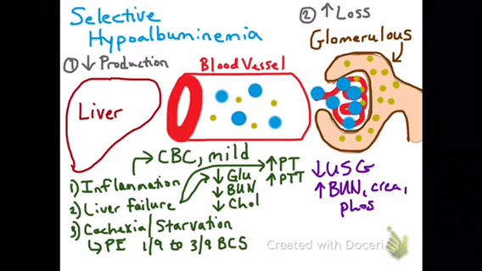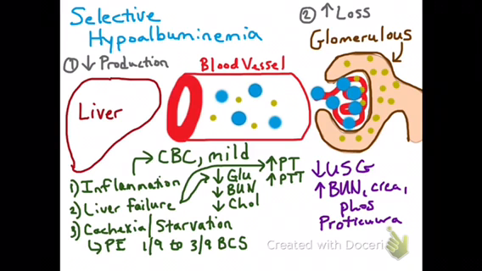So on our dipstick pad, we can look for lots of proteinuria. And then if it's a chronic renal failure, remember that the kidney produces erythropoietin, which stimulates erythropoiesis. So with chronic renal failure, there's decreased erythropoietin, which can cause a non-regenerative anemia.